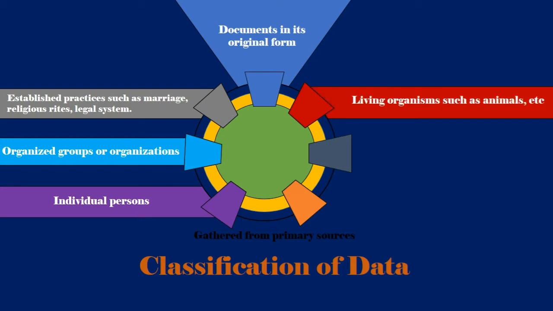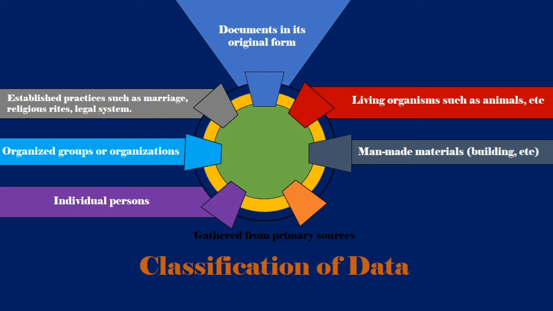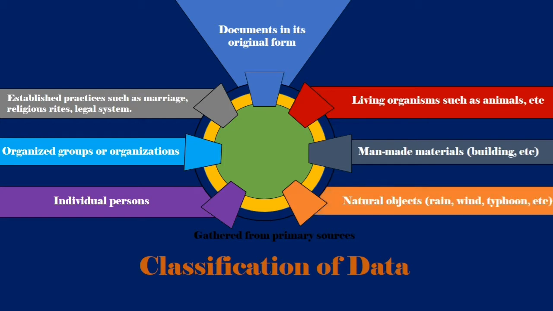Then we have living organisms such as animals or plants or people. Then you can also use as a source of your data man-made materials such as buildings and the likes. Or you wish to study natural objects, so most probably the sources of your data are, let's say, rain, wind, typhoon, and many others.